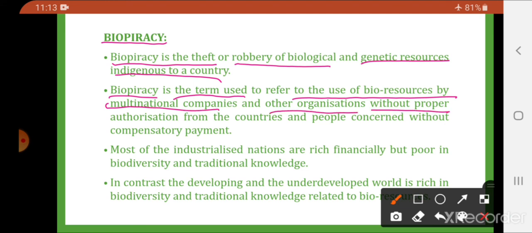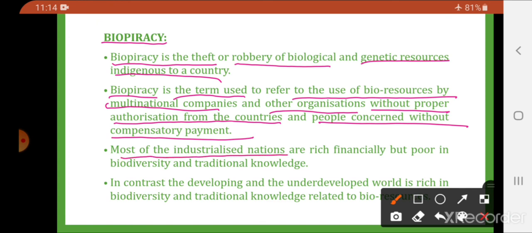Biopiracy is a term used to refer to the use of bioresources by multinational companies and other organizations without proper authorizations from the country and people concerned, without the compensatory payment. So what is biopiracy? The use of the bioresources by multinational companies and other organizations without the authority from the countries and people concerned. ओके, कोई बायो रिसोर्स है वो पर्टिकुलर कंट्री से ही अवेलेबल है. ये रिसोर्सेज को मल्टीनेशनल कंपनी या दूसरी कंपनी जहाँ पे वो पर्टिकुलर प्रोडक्ट बना है उसके ऑथोरिटी बिना उसका यूज़ कर देते हैं विदाउट गिविंग द पेमेंट. That is called as the biopiracy.